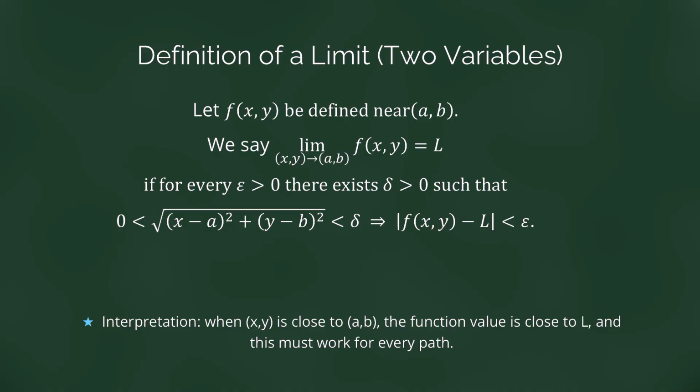There's a lot to unpack in that definition. However, we can interpret it as saying that when (x, y) gets close to (a, b), then the function value gets close to L, and the function value gets close to the same value of L regardless of the path by which we approach our point (a, b).